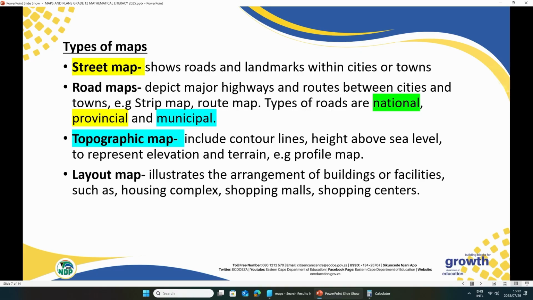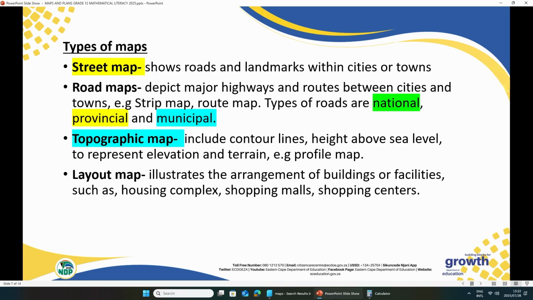We also have provincial roads, which are depicted as R, the R1, R2, R72, all those. They can be called provincial roads or regional roads. Then we have municipal roads or main roads. Those who are in big metros like Buffalo City and Nelson Mandela, you will see that there are a lot of roads which are represented as M1, M2, and the like.